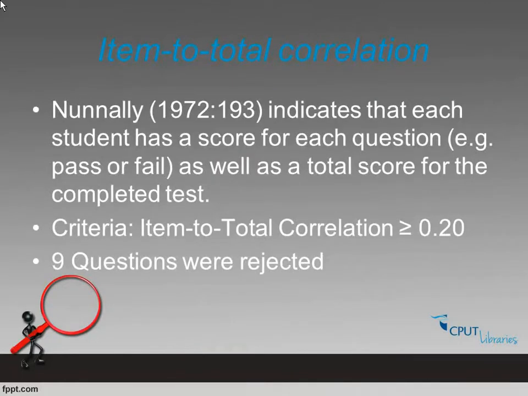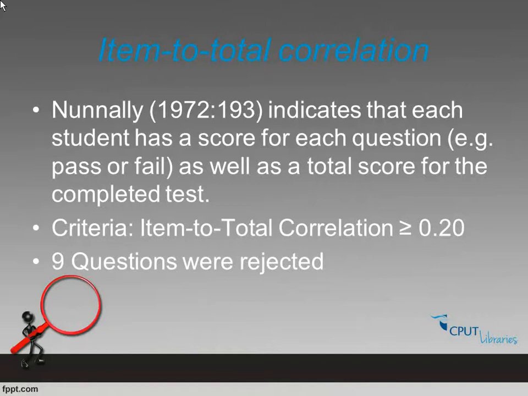The third test is the item to total correlation. In Blackboard you have that test as well, and it's called the discrimination one. This is the other one that is in Blackboard. It indicates that each student has a score for a question, either they passed that question or they failed it, as well as a total score for their test, and it does a correlation between those two. The criteria for that is that anything under 0.20 is rejected. And in our test, 9 of those questions were rejected.